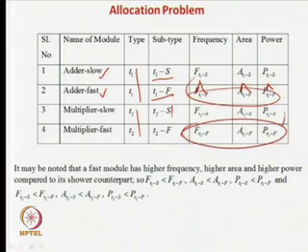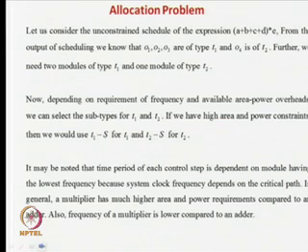Similarly in the case of the multiplier. We see that the frequency of the slow adder will always be less than the frequency of the fast adder, and similarly the area and power of the fast adder will also be higher, and likewise for the multiplier. Generally the hardware which is faster has more frequency, so it is obvious that it will generally take more area and more power. So, that is the general rule of thumb.